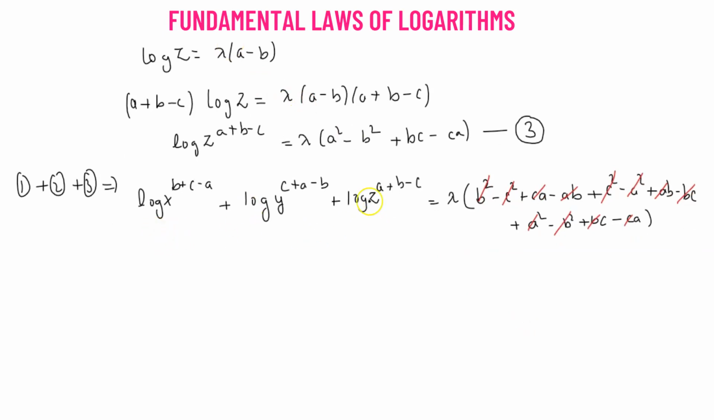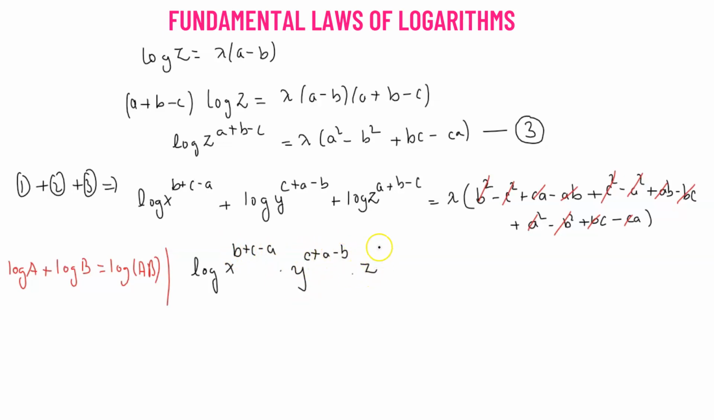Now we can combine the three terms on the left hand side using a property of logarithm. If we have log of A added to log of B, that's the same as log of A times B. So let's use this property. We will get log of x raised to the power of b plus c minus a times y raised to the power of c plus a minus b times z raised to the power of a plus b minus c. On the right hand side, since everything got cancelled out, we have lambda times 0, which will be 0. Now we'll use the definition of logarithm.